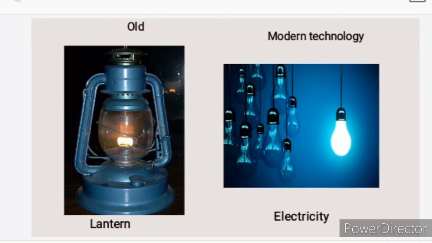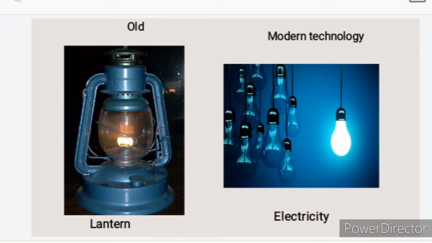Okay, this is a lantern and this is electricity on the other hand. Lantern was used in the past to brighten our homes whenever it was dark. Okay, but these days we don't use lanterns that much. I can't remember the last time I saw a lantern in anybody's home. Okay, what we now use more of is electricity. Even when there's a power outage, most of us switch to using our power generating sets.